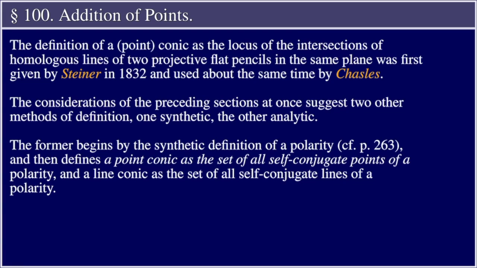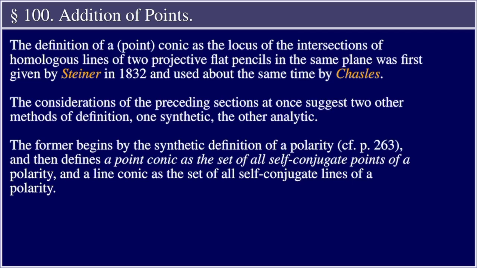The definition of a point conic as the locus of the intersections of homologous lines of two projective flat pencils in the same plane was first given by Steiner in 1832 and used about the same time by Chasles. The considerations of the preceding section at once suggest two other methods of definition, one synthetic, the other analytic.